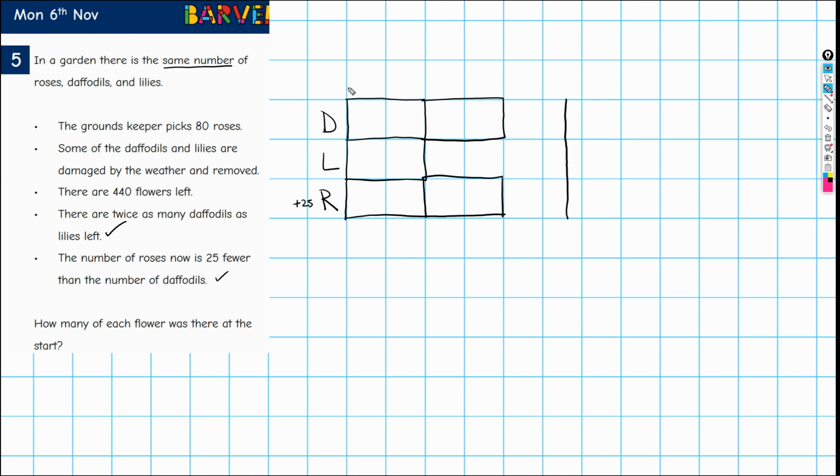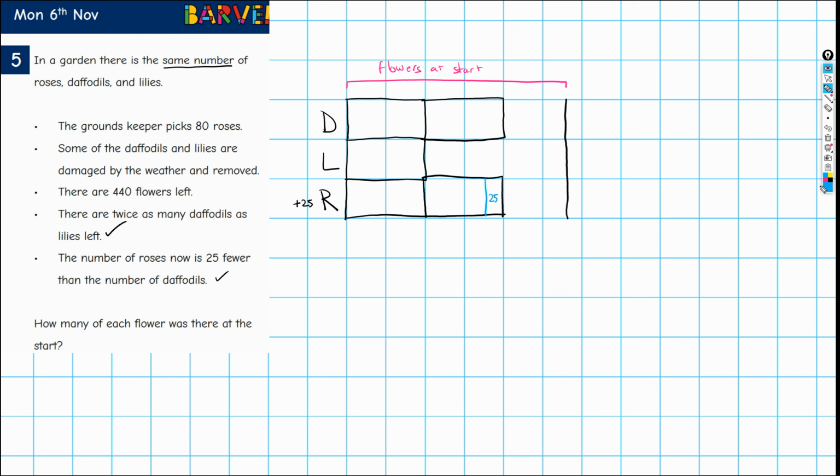Flowers at start for each one. So there's this many daffodils, this many lilies, and this many roses at the beginning. We're told that the groundskeeper picked 80 roses. Now this is where we have to be a bit careful, because this isn't the number of roses that we actually have. We have 25 fewer. I've no idea how big this is in relation to all of the numbers, but it's 25 fewer.